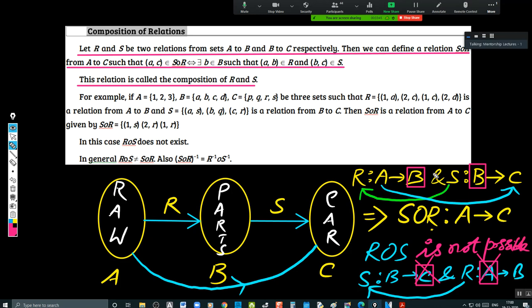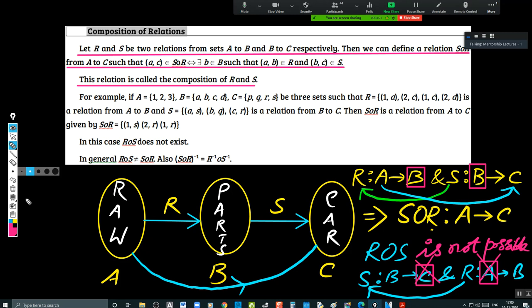Composition is not always possible, and the composition is to be seen like this: R maps from A to B and S maps from B to C, and SOR, that means from right side to left side, you take the composition. SOR maps from A to C, again A to C. This is what I have shown you. The car is manufactured from raw material and it is done from A to C.